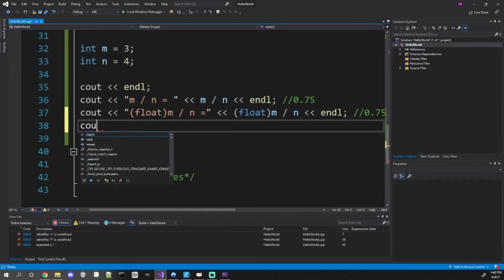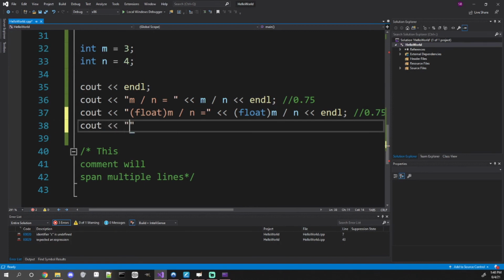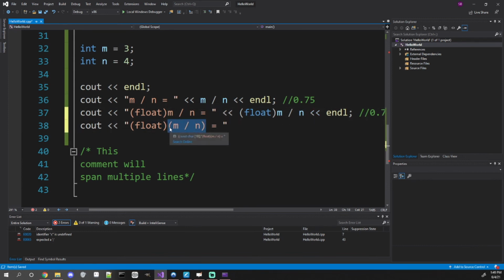And just to show that, let me do an example here. So if I did float, and then I did m divided by n first. Just like in math, we can put parentheses around this, right? And it will do the thing in the parentheses first because that's how the order of operations works.